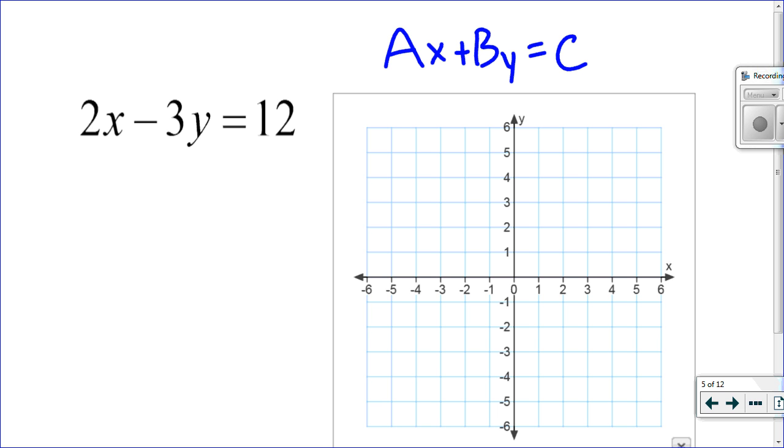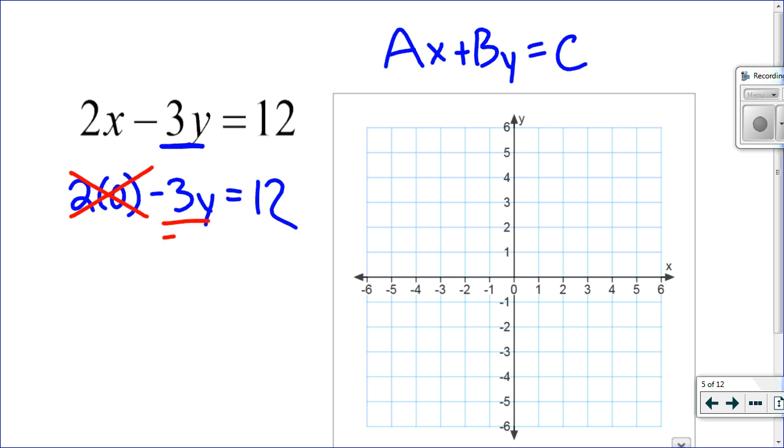I don't see an intercept. I don't see a slope right now. But we could find our x-intercept and our y-intercept by simply substituting 0 for each of those variables. So in other words, if I want to know where that line crosses the y-axis, x is going to be 0, right? So 2 times 0 minus 3y equals 12. Well, essentially that then cancels out. That's a 0, right? So I'm going to divide by -3. And I get y equals -4. So my y-intercept is -4.